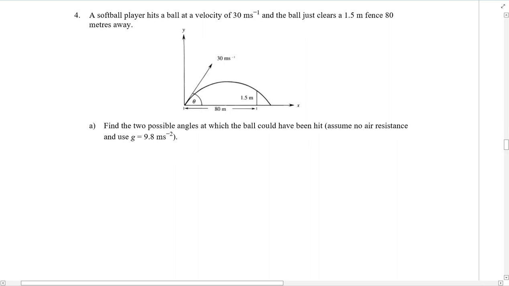This will be a good one for you, Isaac, because you'll get to see me make those 6 equations again. All right. So question 4. We have a softball player who hits a ball at a velocity of 30 meters per second, and the ball just clears a 1.5 meter fence, which is 80 meters away. That's all in the diagram there. Find 2 possible angles at which the ball could have been hit. Assume no air resistance, and that gravity is 9.8 meters per second squared.